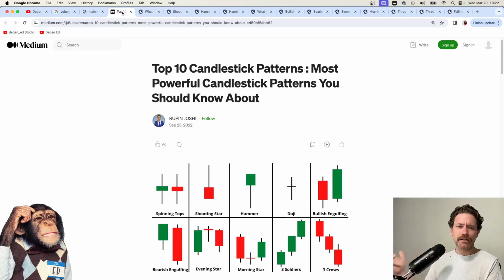The patterns that I wanted to go over, I just did a general search of candlestick patterns, and this came up from Medium. I don't have access to the full article, so I just thought I'd do research on these patterns. Excuse me. So we can see. Are these patterns clear?